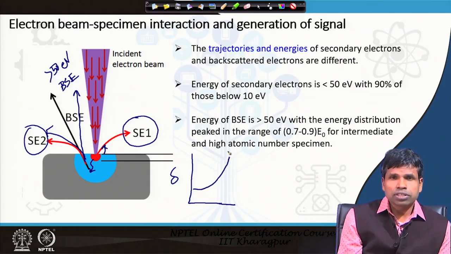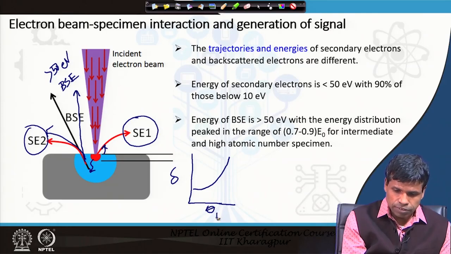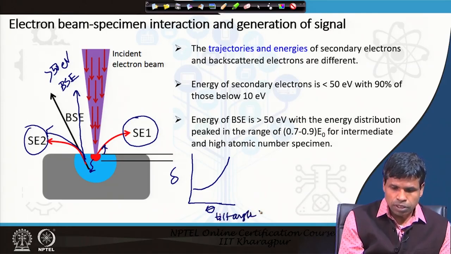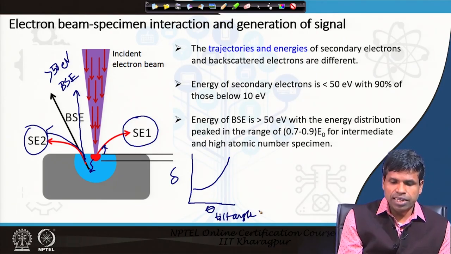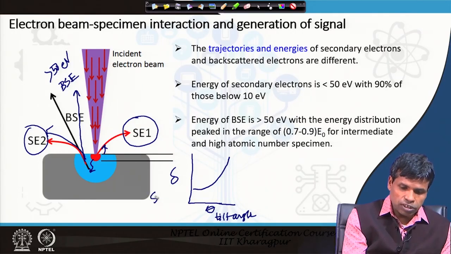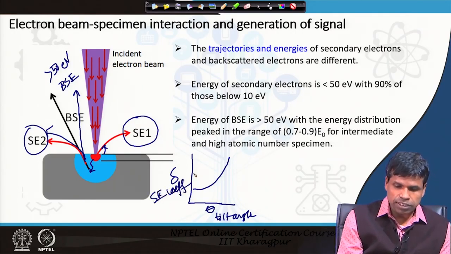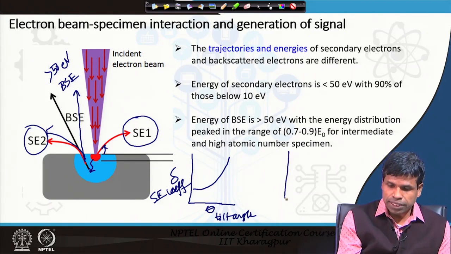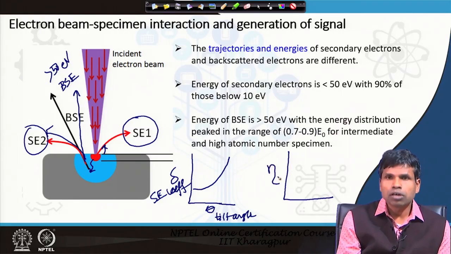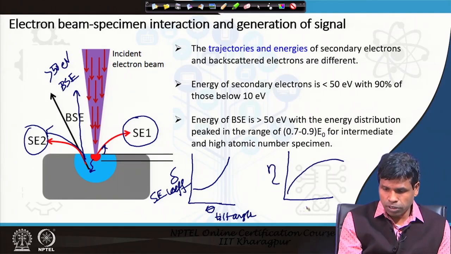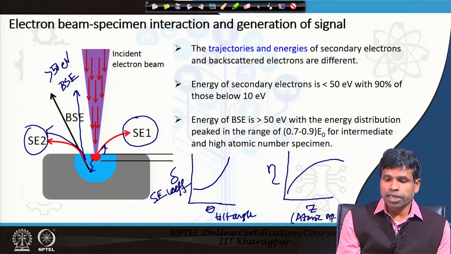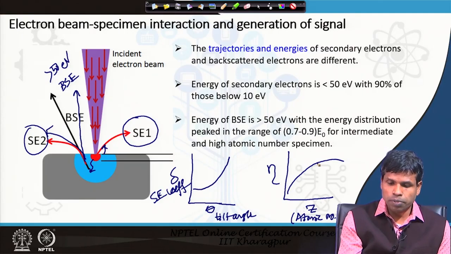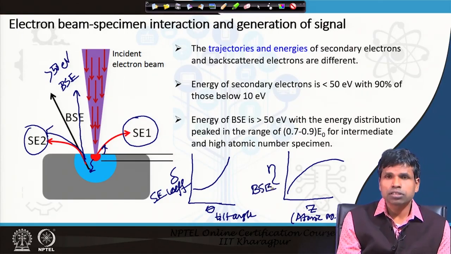increases significantly with tilt angle theta. It increases as a secant function. This is the secondary electron coefficient, which increases significantly with increase in the tilt angle. Therefore, it is more suitable for three-dimensional imaging purposes. On the other hand, the backscattered electron coefficient, which is termed eta, increases with increase in the atomic number, or Z. So, with increasing atomic number in the specimen, the yield of backscattered electrons increases significantly.